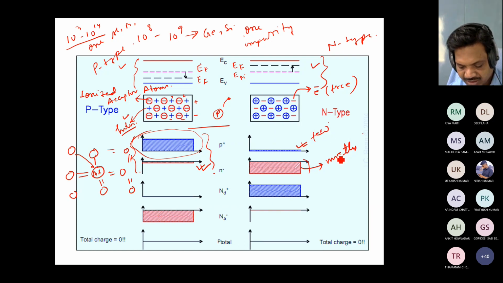Mostly negative charges are there. These are the free charge carriers, free charge particles that contribute current.